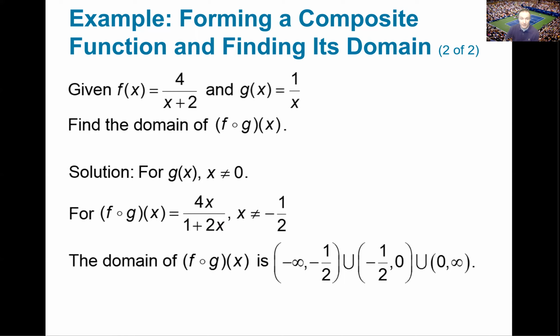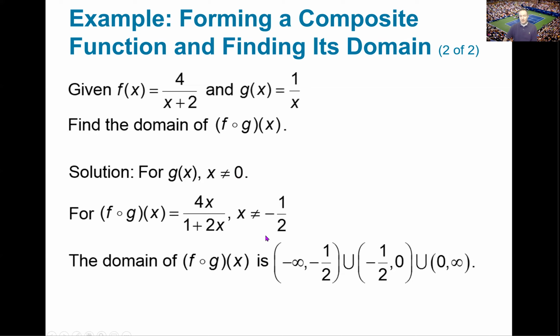the composition, because f of x never existed in this problem. It was f of g of x. So I had to keep the domain restriction of g of x, and then I had to look at the domain restriction of the composed function. 1 plus 2x could not equal 0. It gives me this one. So I have two restricted values, 0 and -1/2.